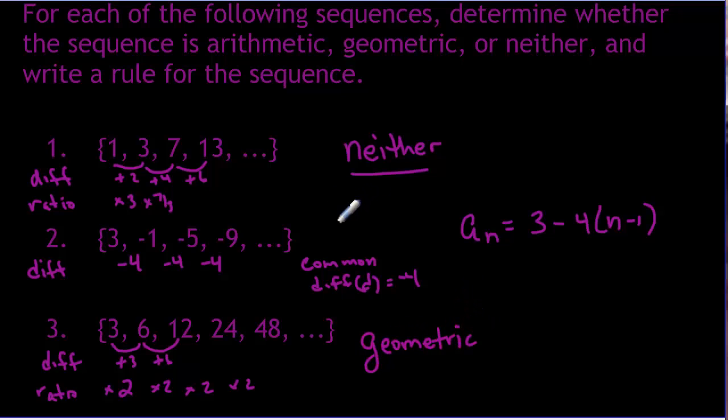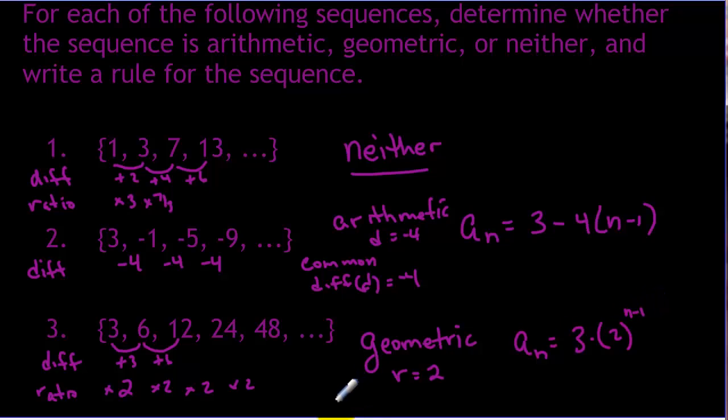I forgot up here with this one, we should have written out it's arithmetic, with d equals -4, and this was geometric with r equals 2. And our explicit formula here is going to be the first term times 2 to the n-1 power. So good luck with seeing patterns and writing your sequences.